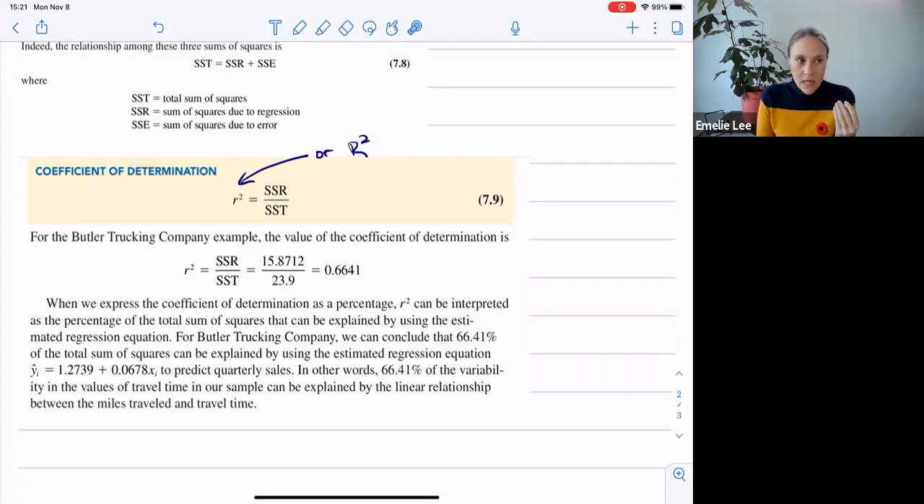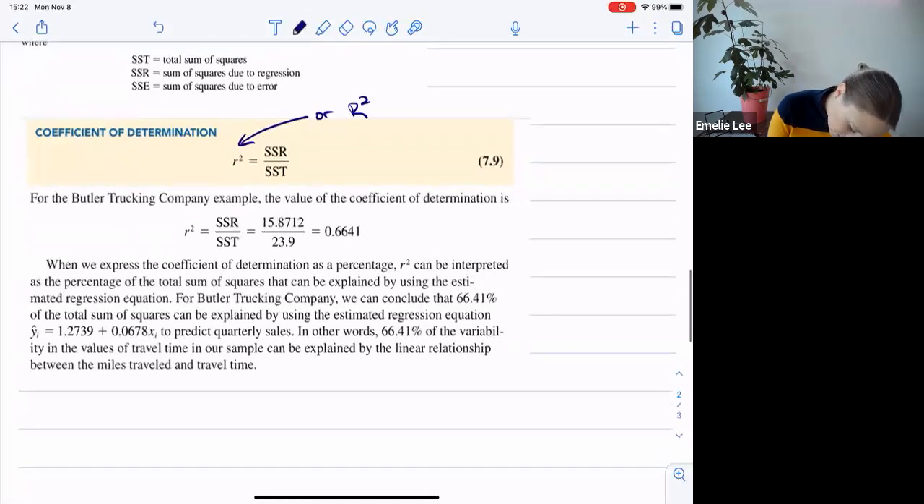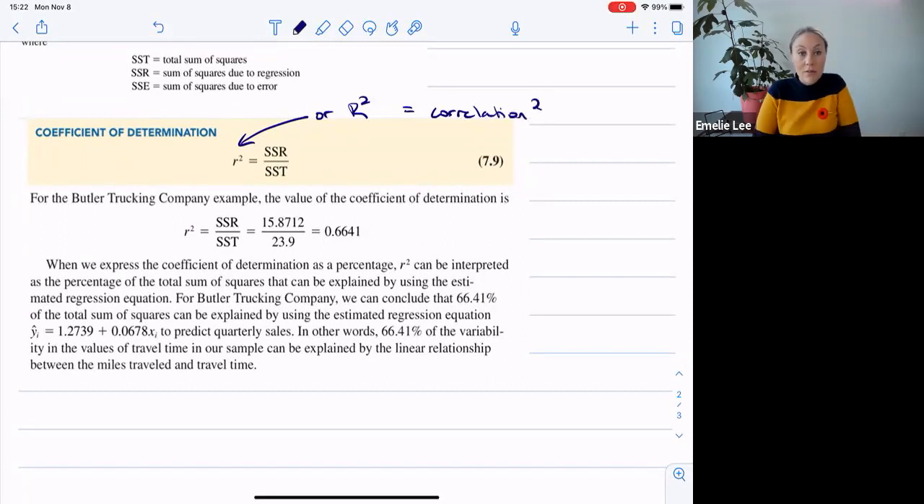So if you've taken stats before, we've calculated the correlation and then we square it. So if you have the correlation, you can square it. But it also is related to the SSR over SST, making it a percentage, right? SSR as a percentage out of SST, right?